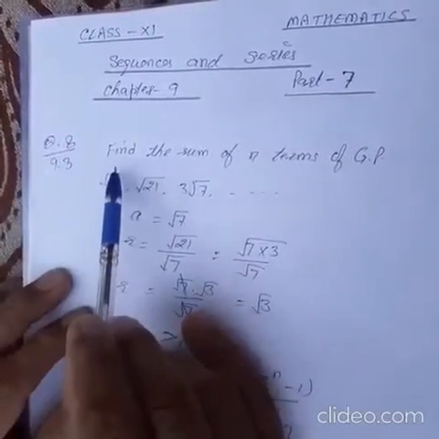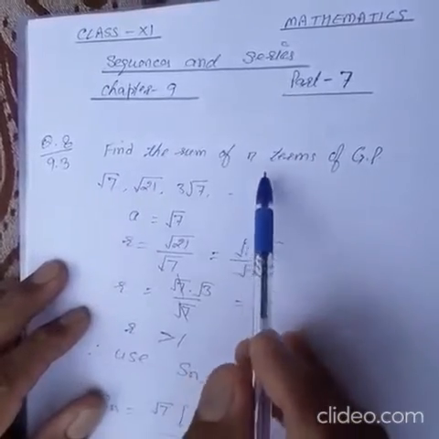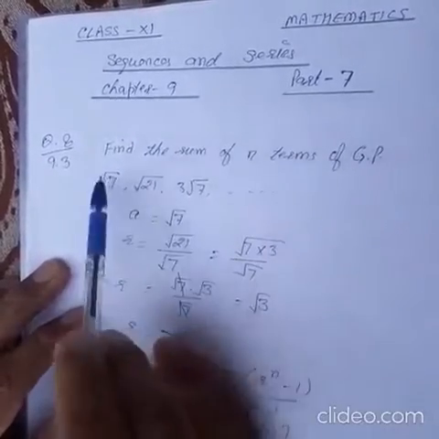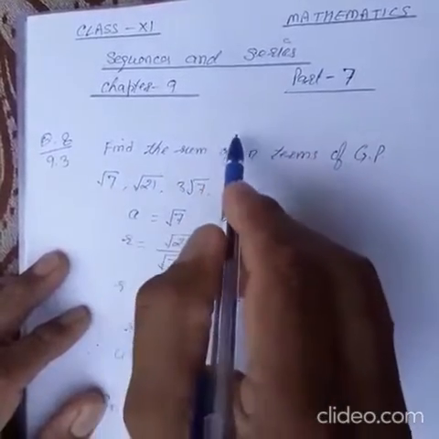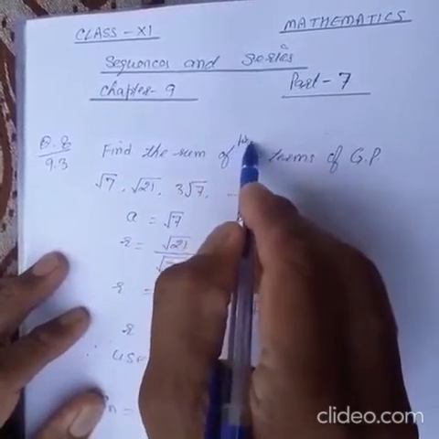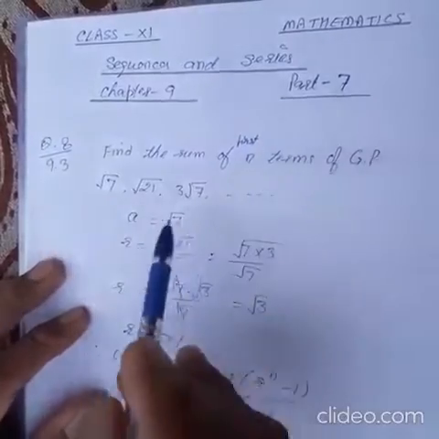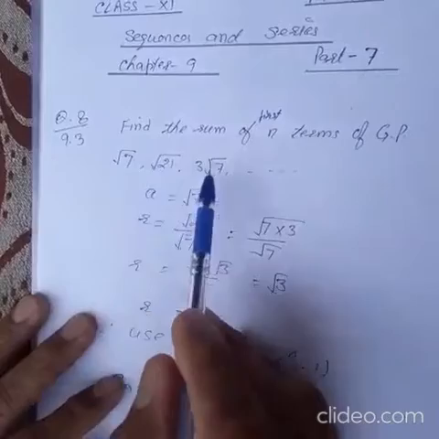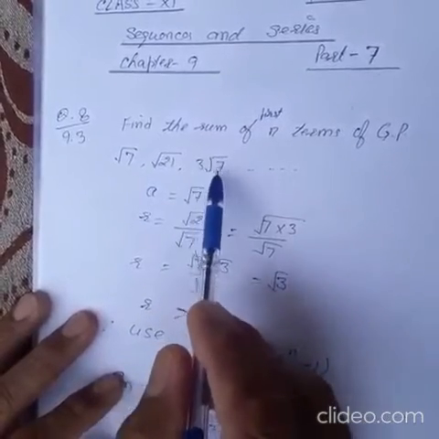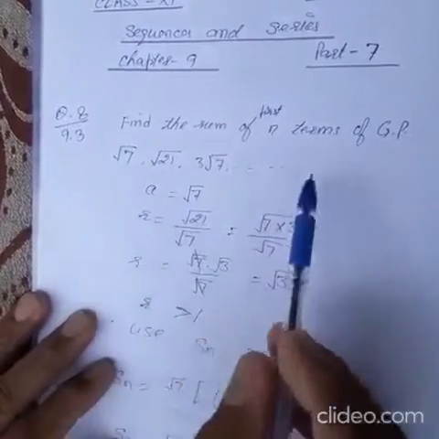In this question the statement is: find the sum of the first n terms of a GP. Only then can we find the sum. The GP is root 7, root 21, 3 root 7 and so on. So this is a GP.